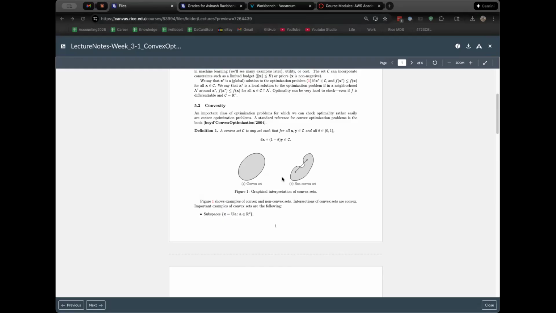And then this statement is saying that the whole line segment should be inside the set. So for the set on the left, you can take any 2 points on it and join the line segment. It should be totally contained. In particular, if you take any sphere or even an ellipse, those will be convex.